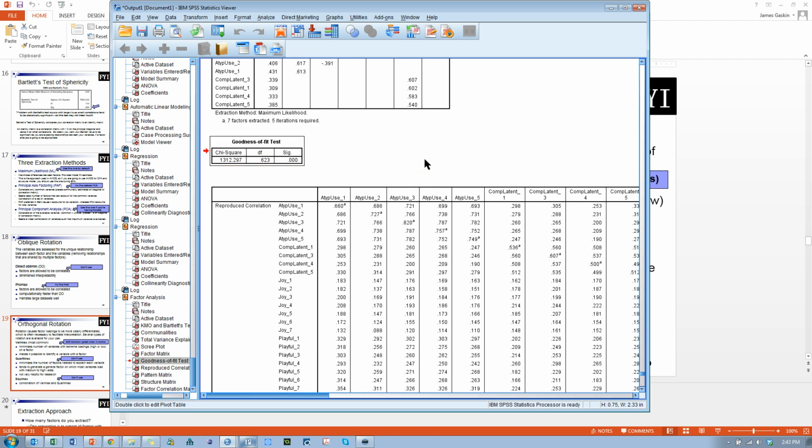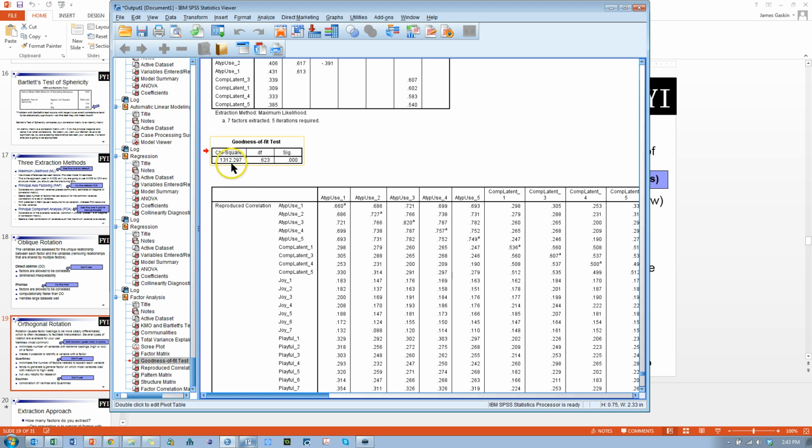Okay, the goodness of fit test. I'm going to say a lot more about this tomorrow. But what this essentially says is, to what extent do the factors we extracted account for the major correlations in the data? Are we missing major correlations by extracting only this number of factors? Should we extract more or less?